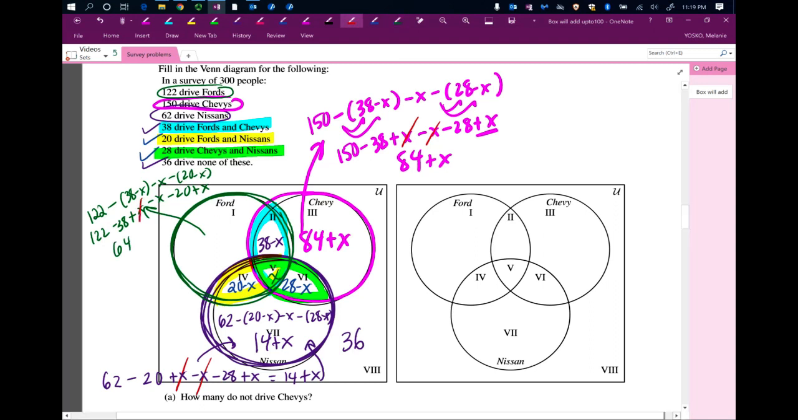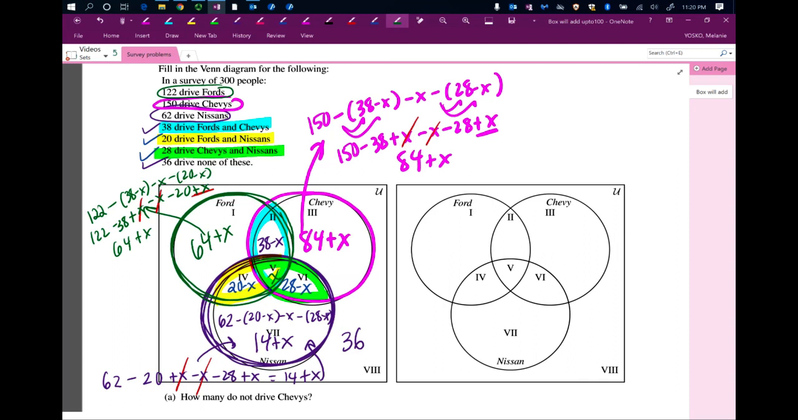Again, plus x minus x cancels out. We're left with just this x. So it looks like we have 64 plus x, and that goes in here like that. How do we find x? We've labeled all the regions now. How do we find x?